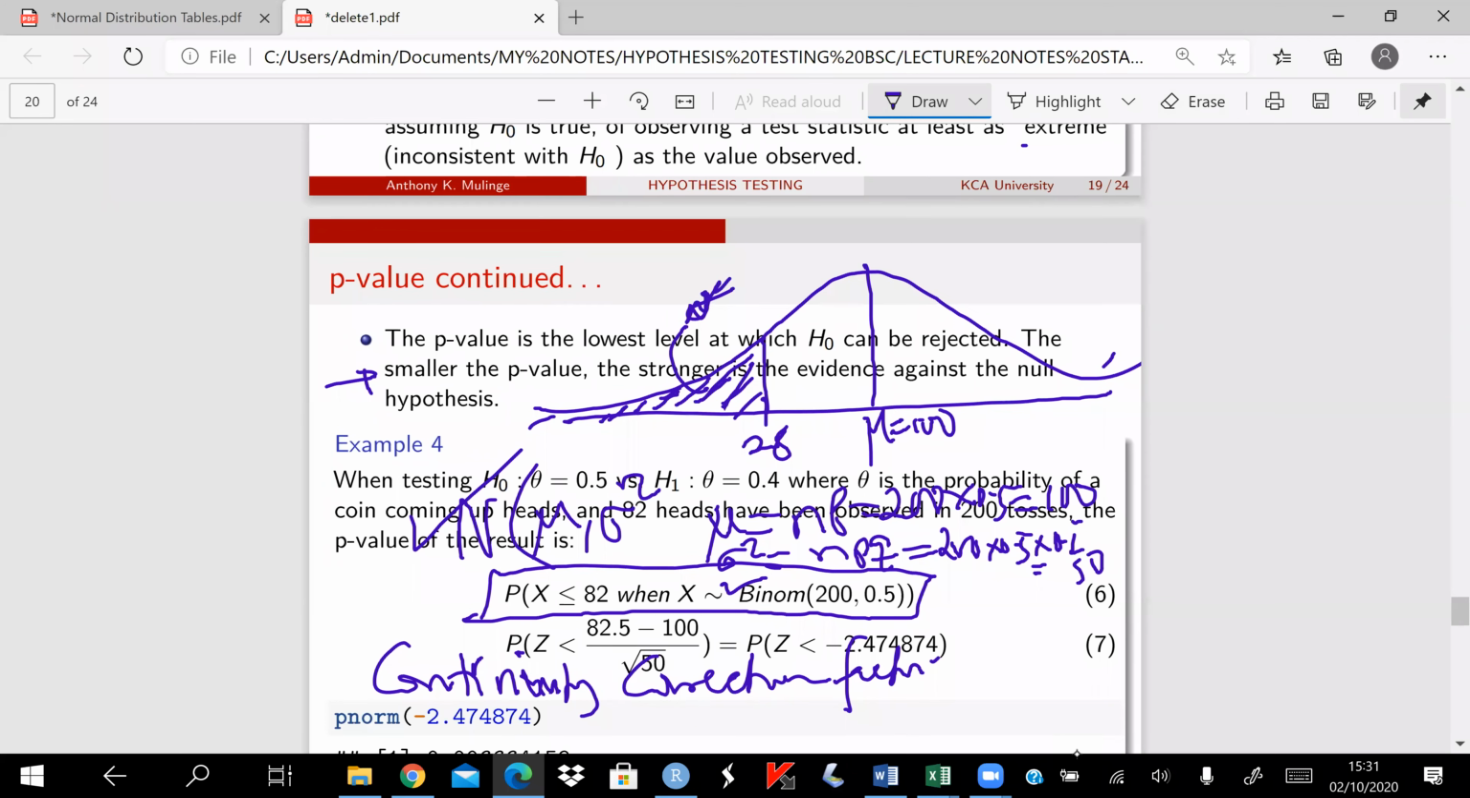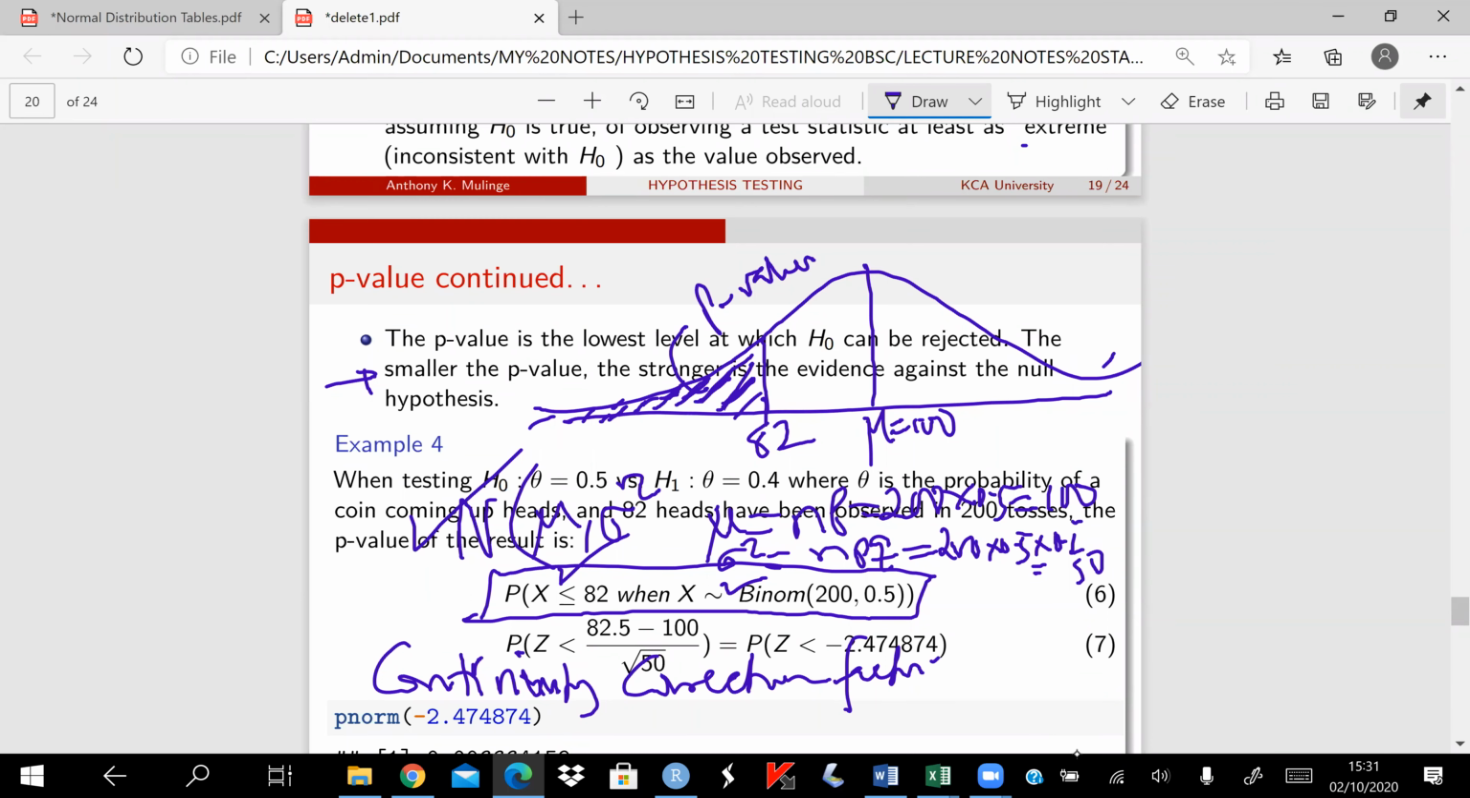That's our p-value. This is 82, not 28. So I need the area below 82. That's why I've given this statement like this: probably that x is less than or equal to 82 in the context of binomial, which now we can switch to normal distribution after adding the continuity correction factor, which is represented by 0.5.